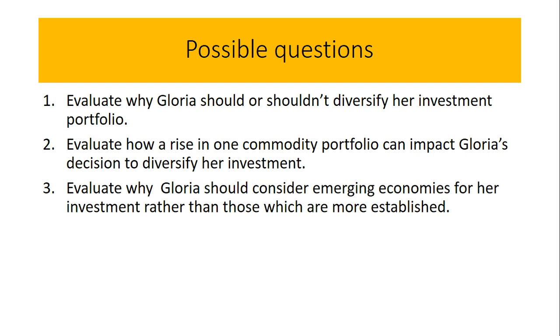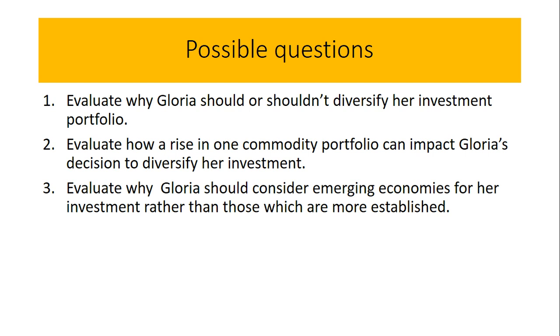Evaluate why Gloria should or shouldn't diversify her investment portfolio. Again, you're talking about why she should do it, why she shouldn't do it. There's 2 parts to this question. So you would write 3 paragraphs here: 1 for why she should, 1 for why she shouldn't, and then give a conclusion providing your opinion, why you think she should do it. Remember, the key thing here is that you provide advantages, disadvantages, and you provide your judgment. Why are you saying this? Why do you agree that she should do it, and why are you disagreeing, why she shouldn't?